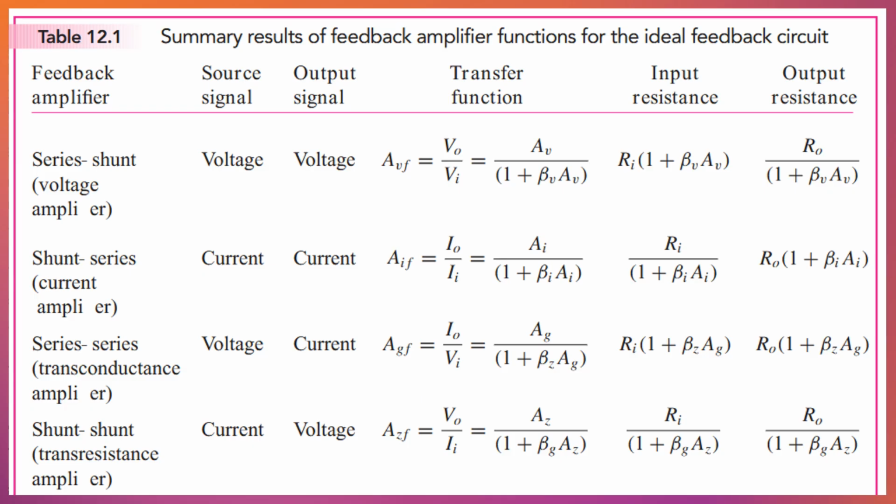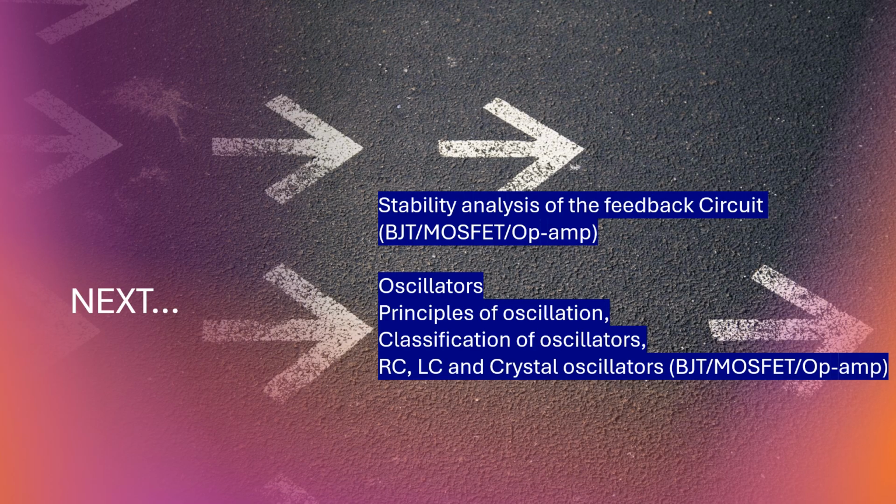Here is the summary of these topologies. We have all these configurations: series-series, series-shunt, and so on. For series-shunt, if you remember, the gain is reduced by 1 plus beta A, the input resistance is increased and the output resistance is decreased. Similarly, you can check all the other topologies and find out how feedback affects the gain and the input and output resistance.